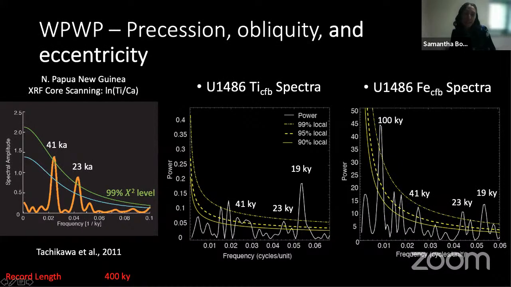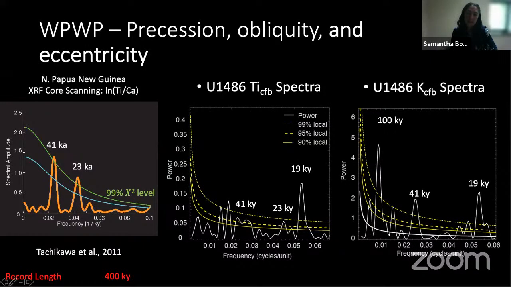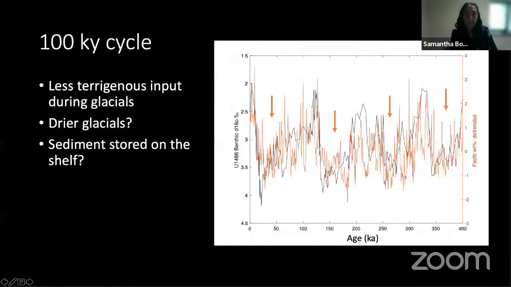However, it wasn't an artifact even of looking at the last 800,000 years in the iron. If we look at the last 400,000 years in iron, we still see a 100 kiloyear cycle. And same in the potassium. So this is actually a result of looking at different elements as being representative of runoff coming from Papua New Guinea.